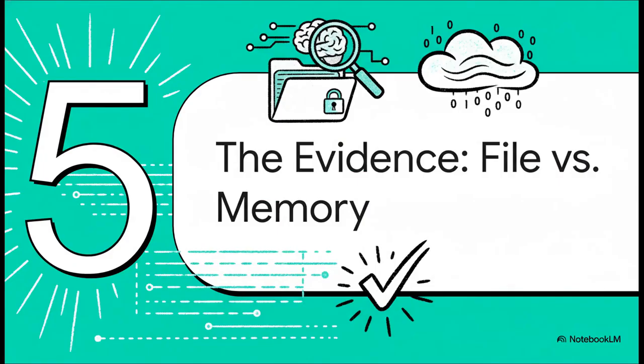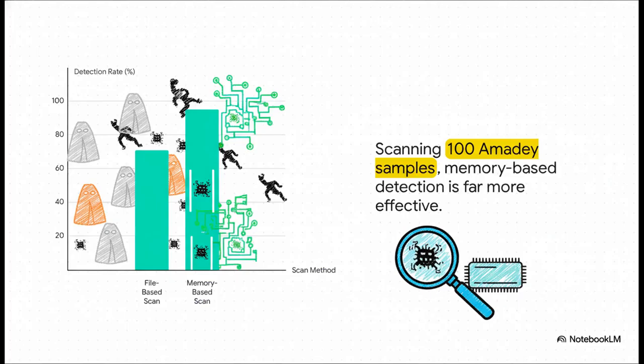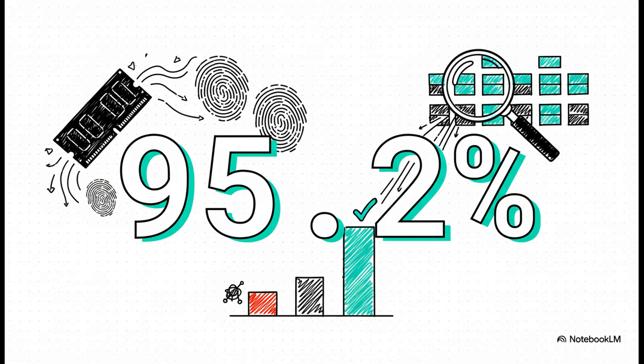So, the big question is, how much better is this memory-based approach in the real world? Well, the data from experiments like these gives us a very, very clear verdict. In one experiment, they scanned 100 different samples of the Amade malware. Traditional file-based scanning, looking at the disguise, was only able to catch 71% of them. That means almost a third of them just slipped right by. And this is the amazing part. When analysts scanned the memory of those exact same samples, the detection rate shot up to an incredible 95.2%. By completely ignoring the disguise and just looking for the fingerprints in memory, they caught nearly every single one. The difference isn't just big, it's an absolute game changer.